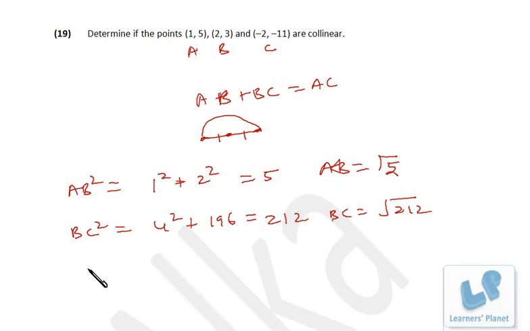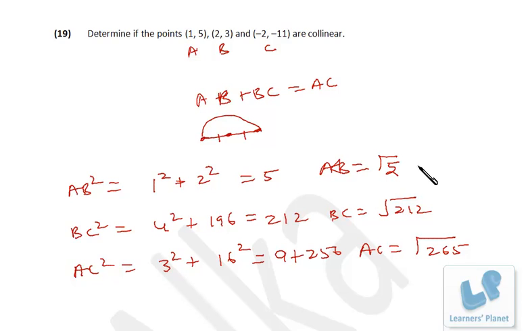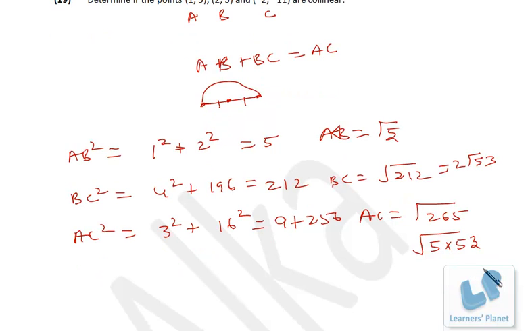BC is equal to root 212. Now AC square is equal to 1 plus 2, 3 square, plus 5 plus 11, that is 16 square, so that is 9 plus 256. So AC is equal to root 265. Now this is root 5. This can be taken out of the square root. So this will be 2 root 53. And this is root 5 into root 53, and this can be written as 5 into 53. Right?